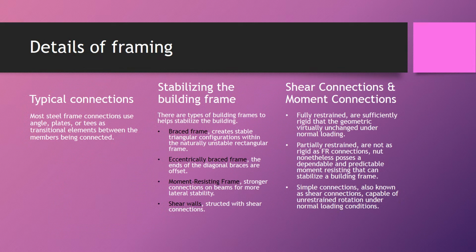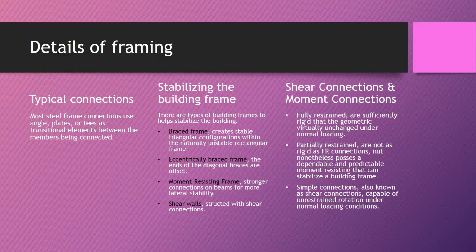Details for framing. Typical connections. Most steel frame connections use angle plates or keys as traditional elements between the members being connected, stabilizing the building frame. There are types of building frames to help stabilize the building.